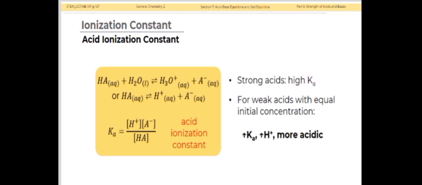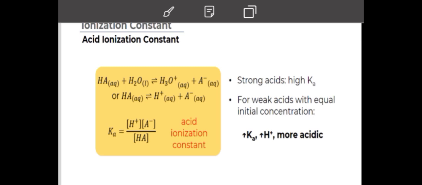Consider the ionization of an acid, HA, to hydrogen ion and its conjugate base A-. The value of Ka is equal to the equilibrium concentration of hydrogen ion times that of the conjugate base divided by the concentration of the acid. The acid with greater Ka produces more hydrogen ion, hence more acidic.